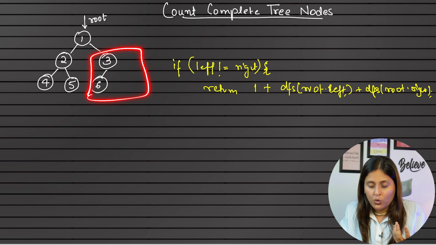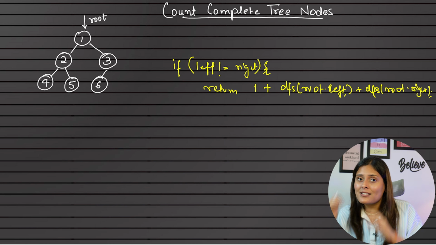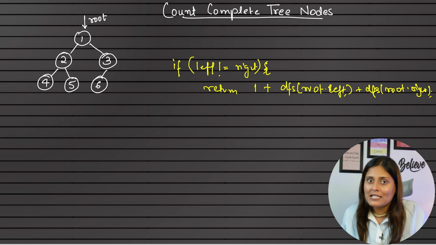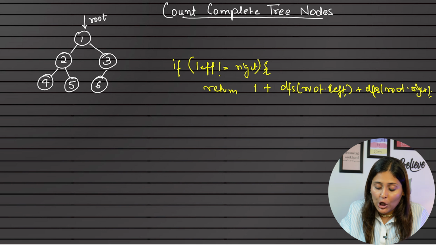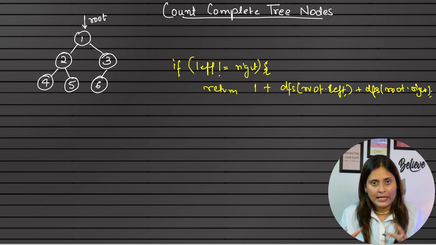Like this, you will have a left child, but you won't have a right child. So this will happen only for the last level. So I can say that for every level I am doing this, and level is nothing but log n. So hence log n multiplied by log n, which is log of n square time complexity.